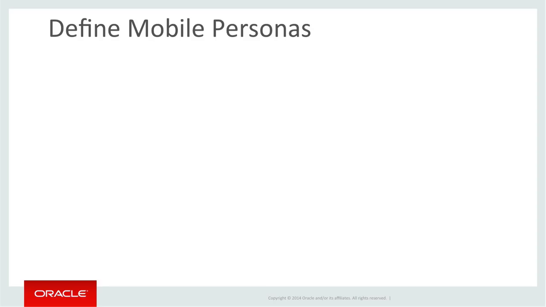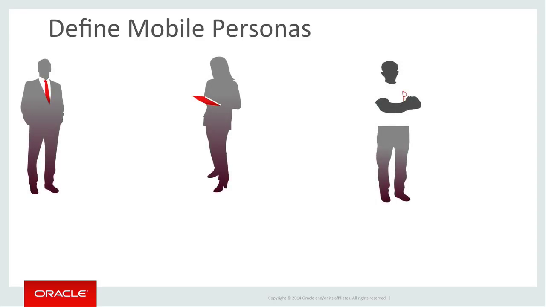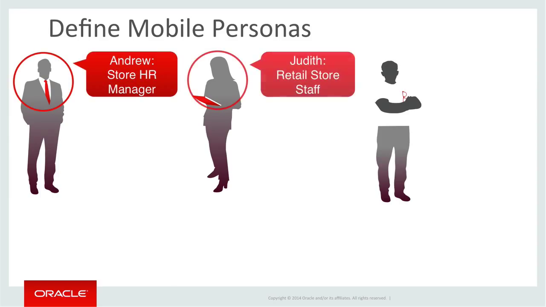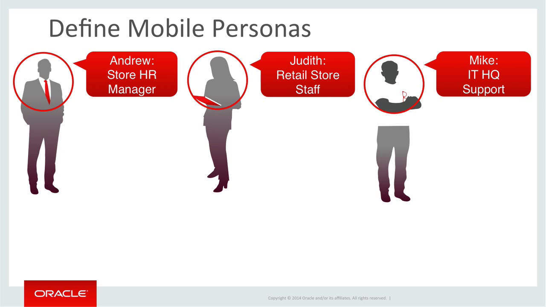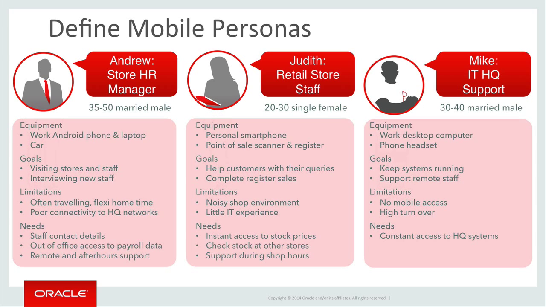To assist you to design mobile applications, a common technique used by user experience professionals is that of defining mobile personas. These represent different imaginary characters or users of your mobile application. For each persona, we define all sorts of characteristics to make the persona a real person who may use our mobile application. For instance, we might define what roles they hold in their organization, their goals, behaviors, needs and limitations.